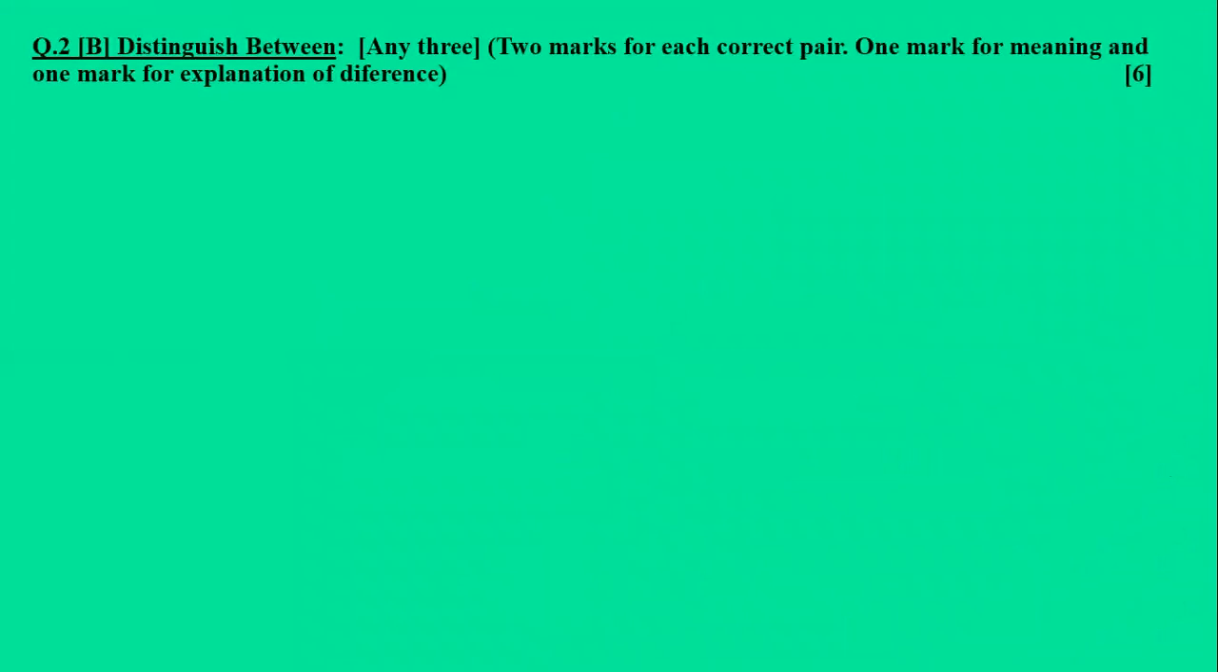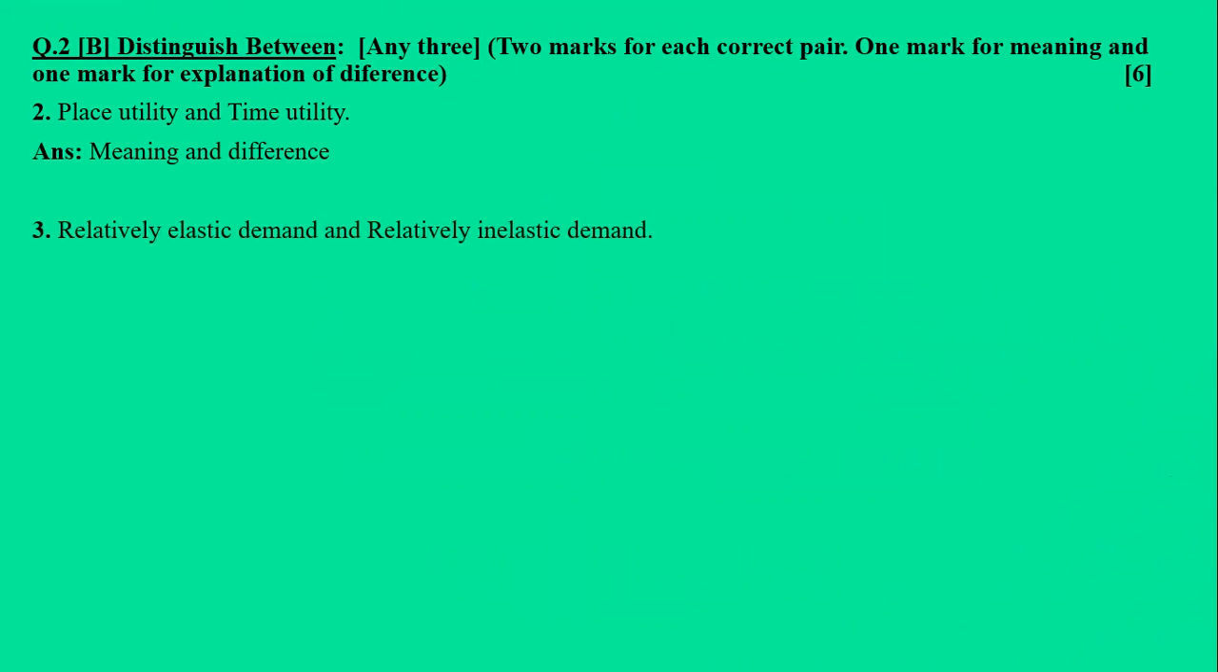Now question number 2, second one: place utility and form utility. Now write the meaning of the concepts and the difference. Third one is relatively elastic demand and relatively inelastic demand. Meaning, difference and diagram. Most important: meaning, difference and diagram. So draw the diagram here. In questions which contain a diagram, draw diagrams without fail, because including diagrams in your answers carries more weight.